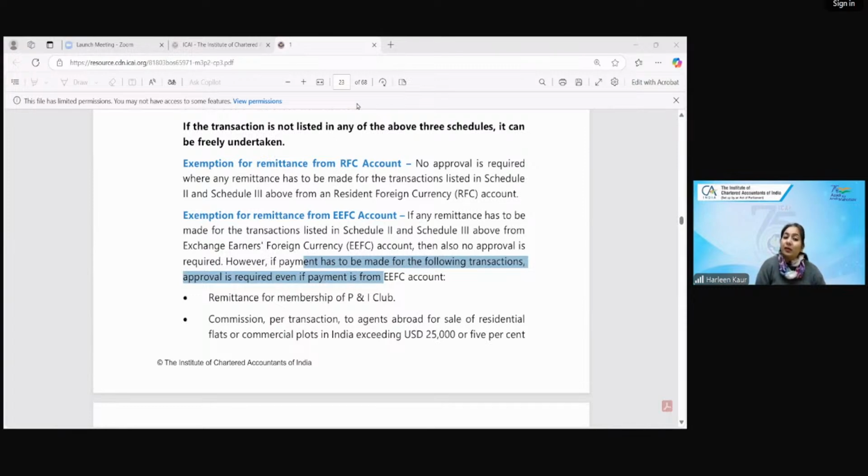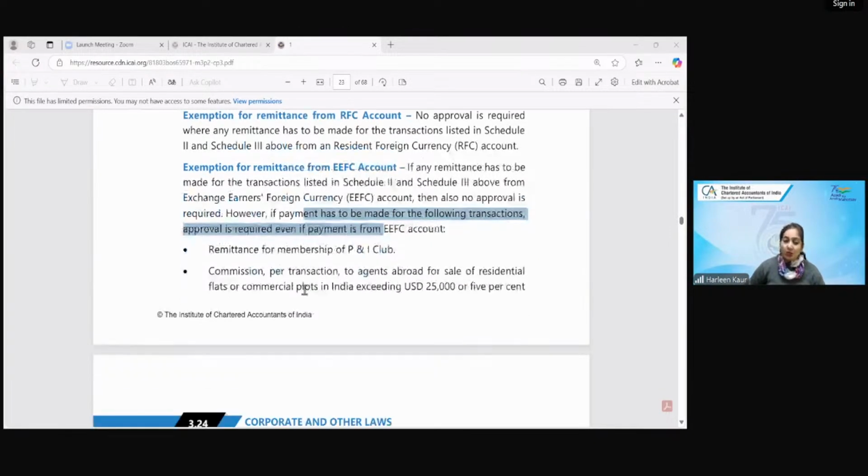And if you are doing the payment from EEFC account for Schedule 2 and Schedule 3, do you need the approval? No, ma'am, we don't need the approval. Very good, Pooja and Archana have also started answering. But only for the following transactions, yes, we need the approval. What are those transactions? Remittance for the membership of Protection and Indemnity Club. If you want to become a member of P&I Club, then if you're making the payment, you need the approval. Commission per transaction. Now, these are the same that you have done upstairs.